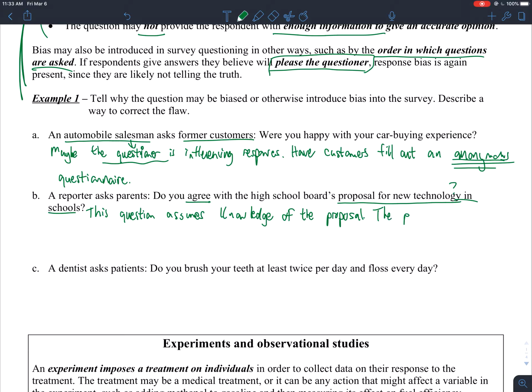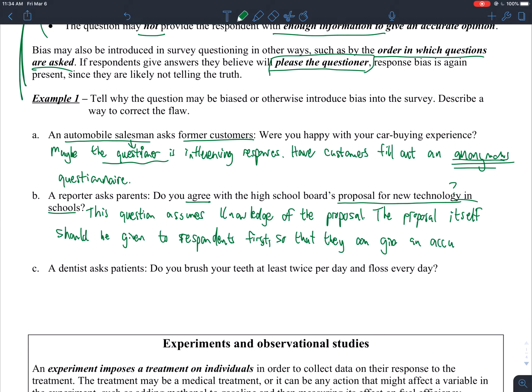the proposal itself should be given to respondents first. Okay? So that they can give an accurate answer. Okay? Once I know what the proposal itself is, then I can say if I agree with it or not.